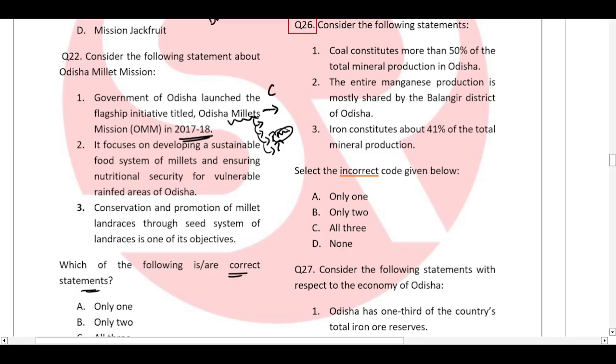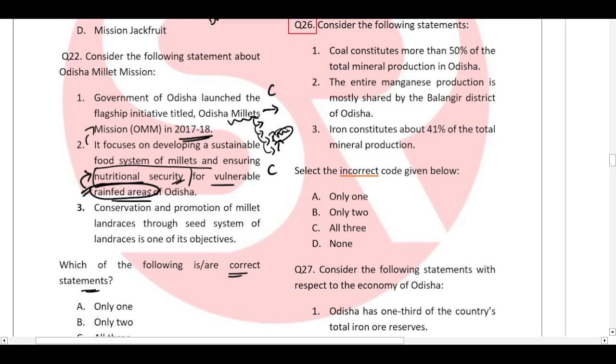It focuses on developing a sustainable food system of millets and ensuring nutritional security for the vulnerable rain-fed areas. Like I said, the millets don't need too much water, so they can be grown even in the rain-fed areas. And because they are highly nutritious, they can be used as a source of nutrition for the vulnerable section in the rain-fed area and to the tribals and everyone. So this also makes logical sense and is connected to the first statement. So this is also correct.